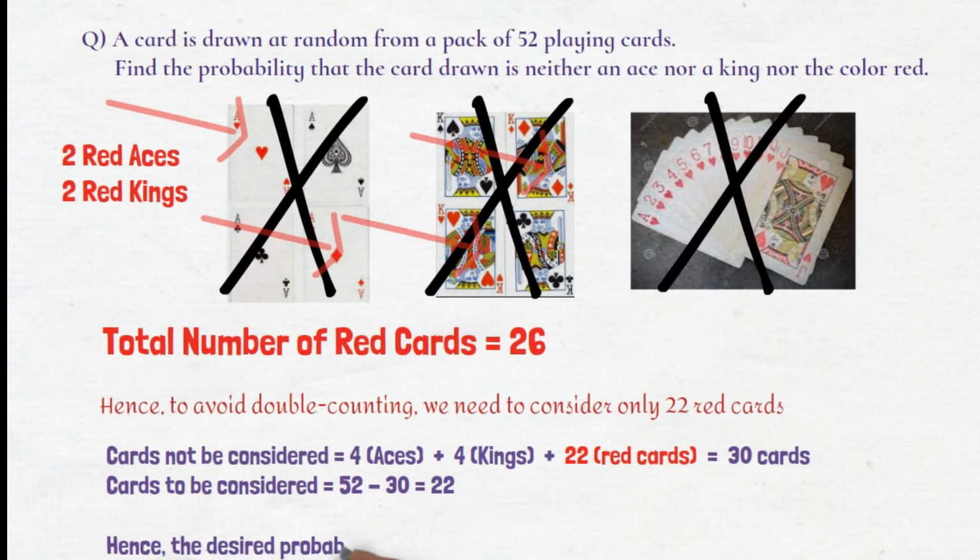Hence, the desired probability that the card drawn is neither an ace nor a king nor the color red is 22 by 52. This is the answer to this question.